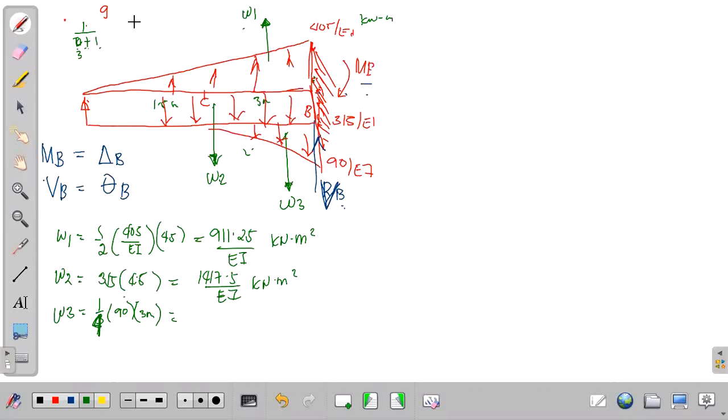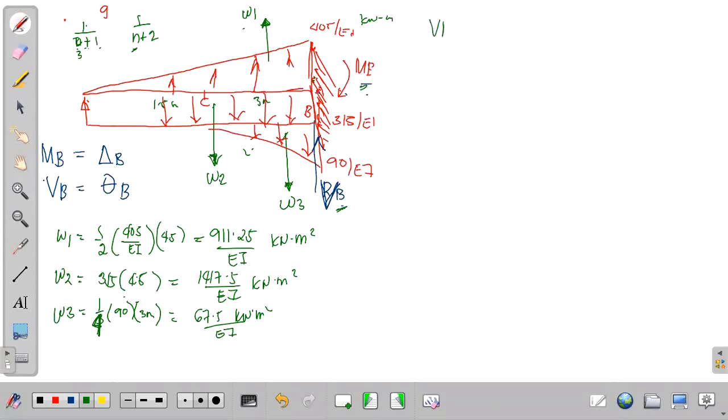For the location of the centroid, it is 1 over n plus 2. Okay? So n is the degree of the curve. So 1/4 of 90 times 3, how much is this? 67.5. So we have 67.5 kilonewton meters squared over EI. Okay? So we can easily get the shear at B and the moment at B.